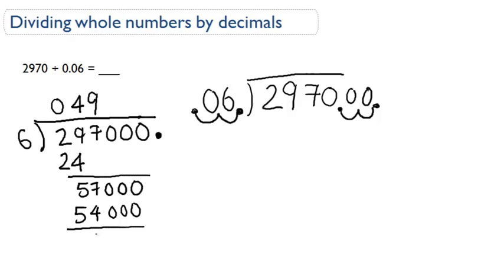Okay, so I'm left with 3, 1, 2, 3. Okay, 6 does not go into 3, but 6 goes into 30 5 times, and then I'm left with 0, 0. I'm left with 2 zeros at the very end. Okay, and now all I do is I move that decimal point right above, so my decimal point is going to be right there. My final answer is going to be 49,500.